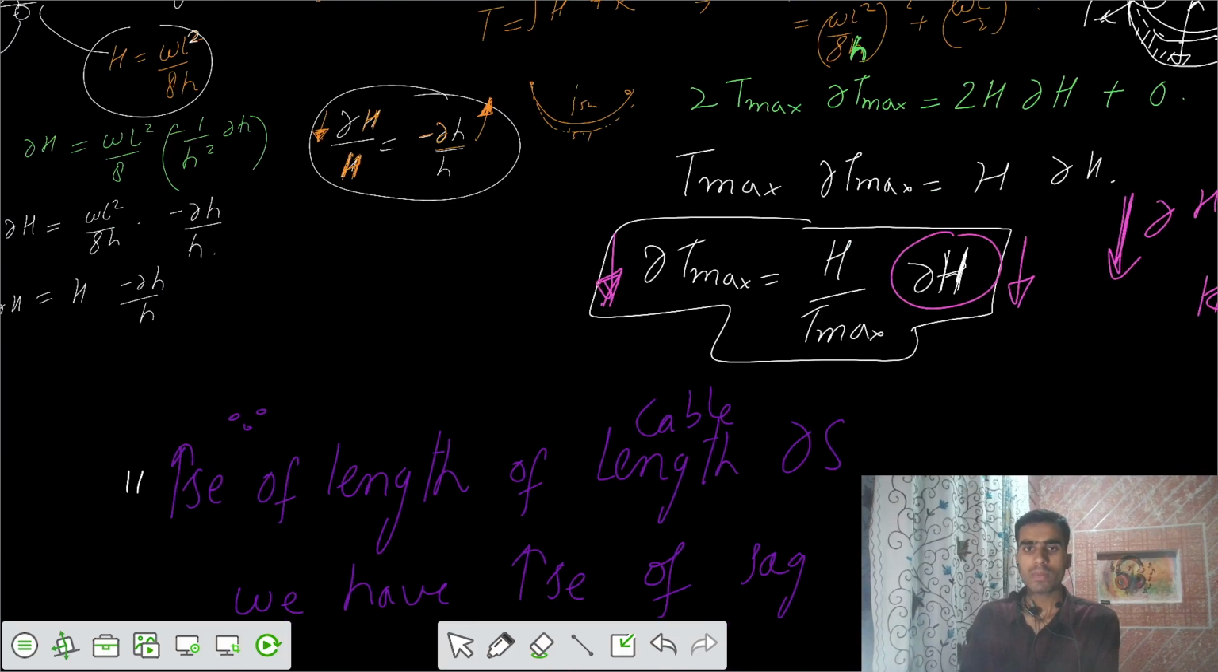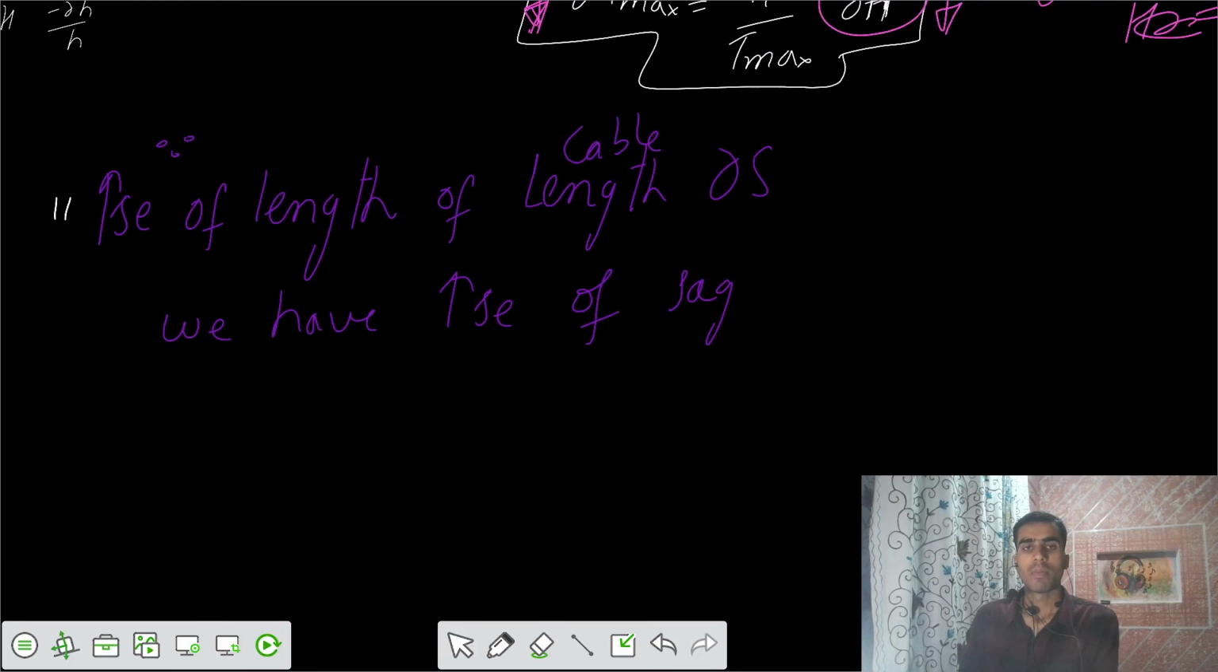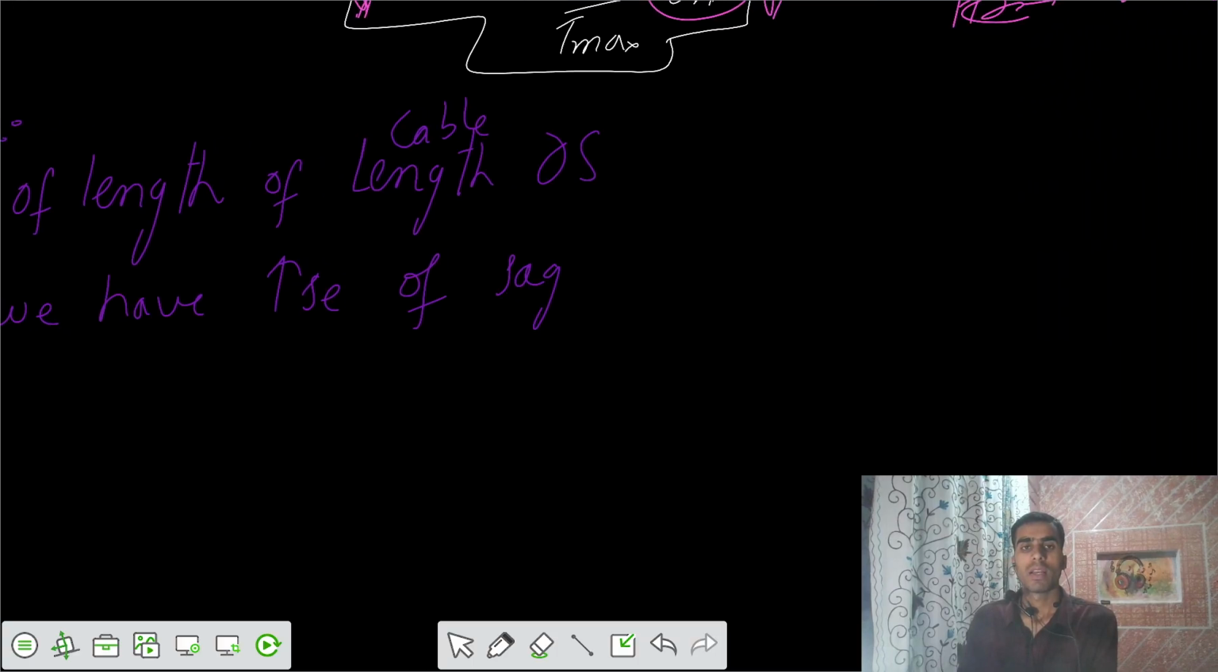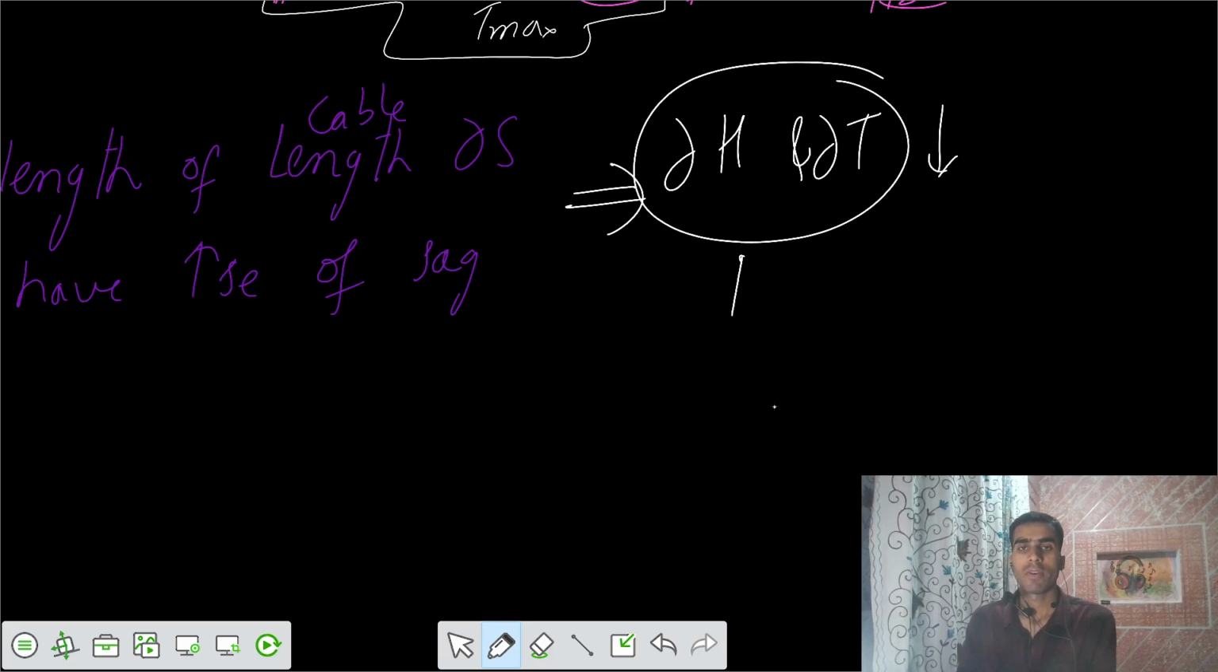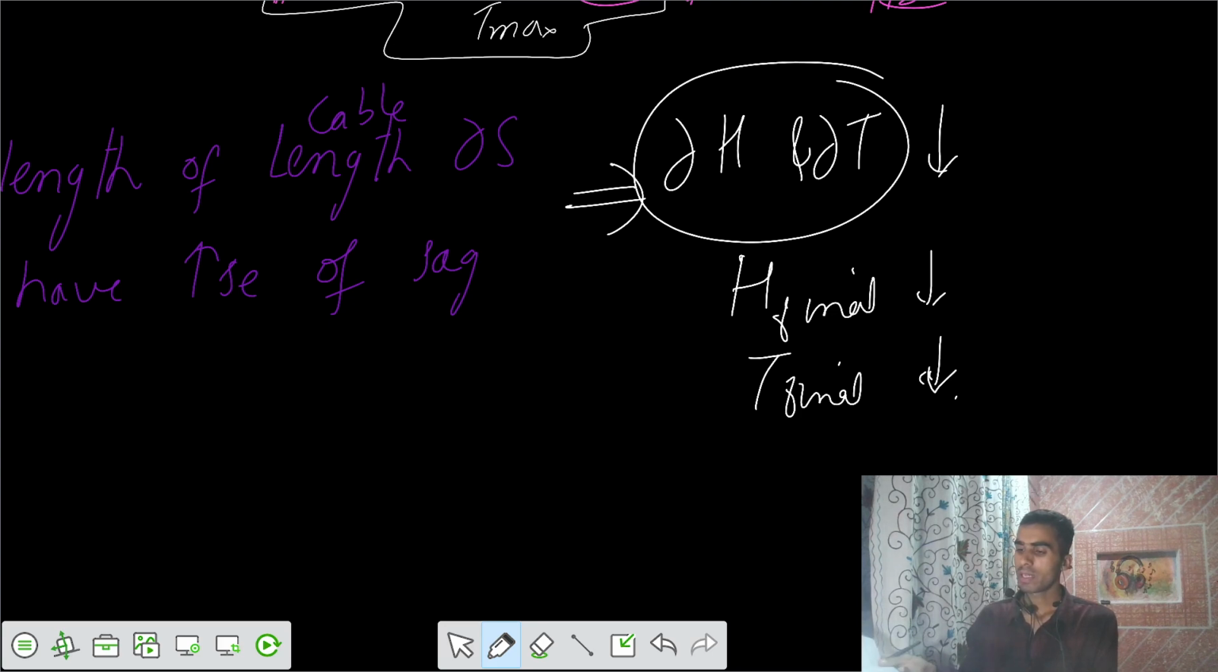Okay. An increase in the length of the cable by some delta s gives an increase of sag, and that would indirectly say your H and T also get decreased. There is dou H and dou T, they decrease such that H final is lesser and T final is also lesser. We can say that also. Now we can take one problem such that our concept gets stronger and stronger. Let's go for that.